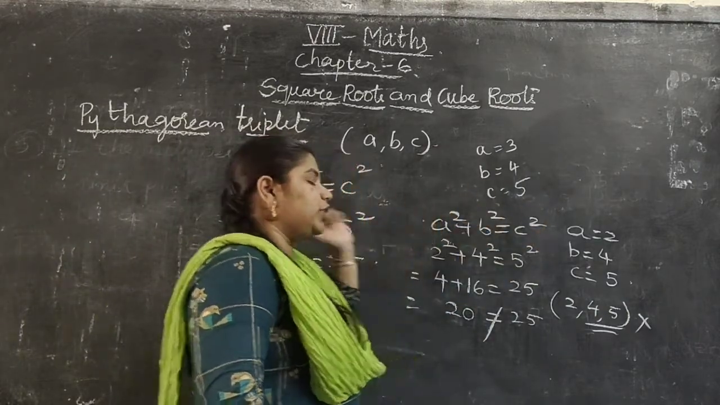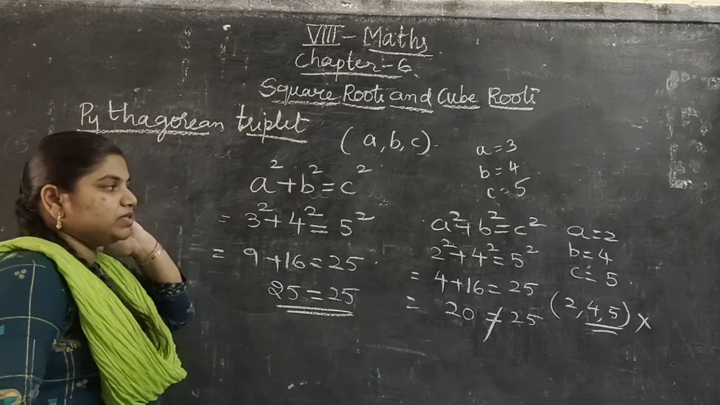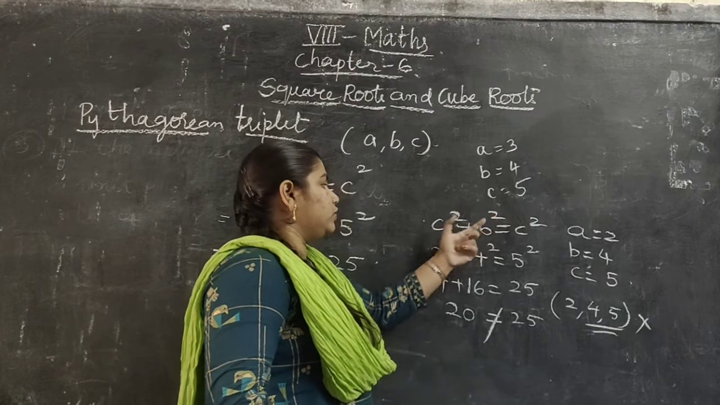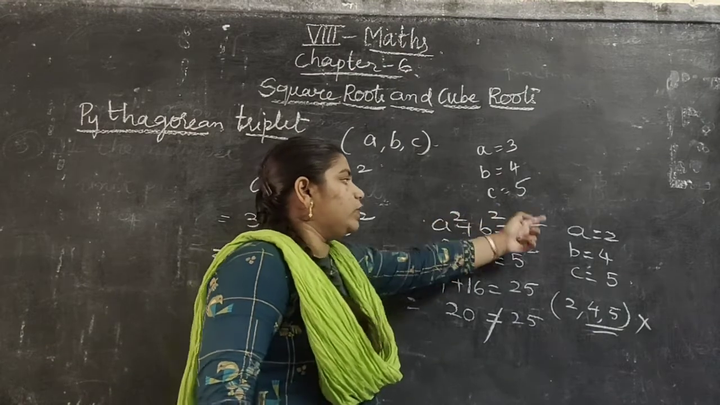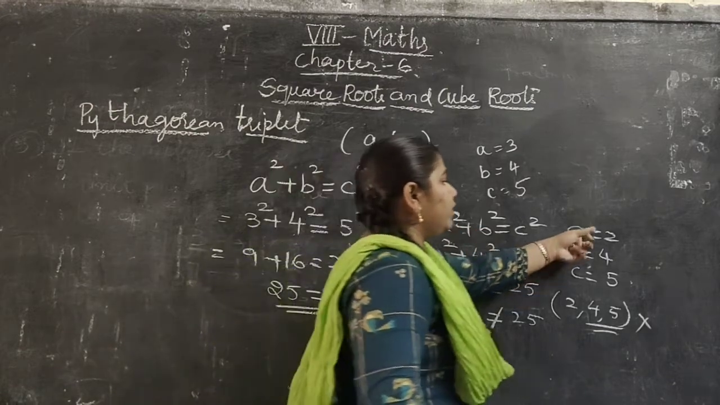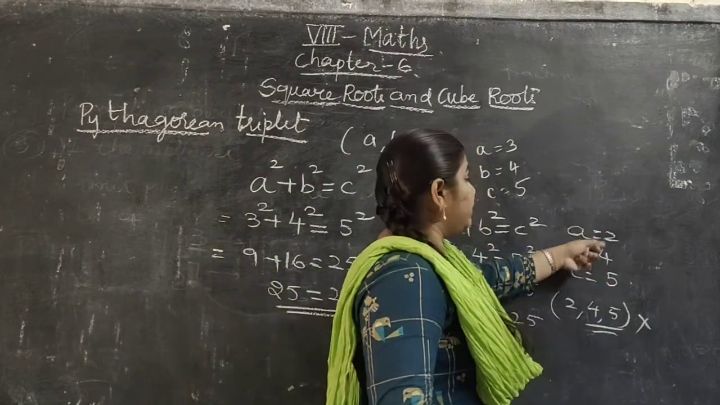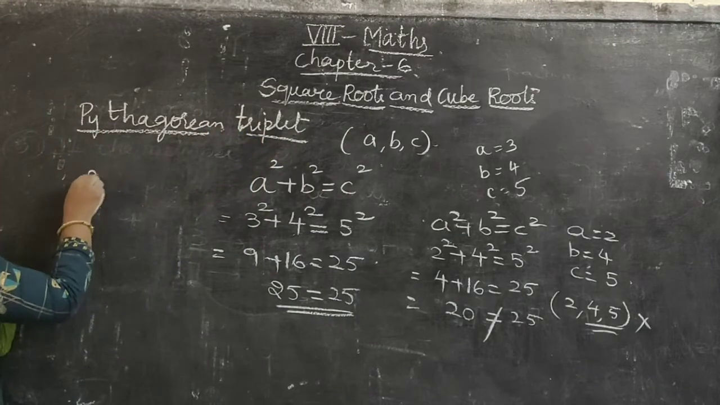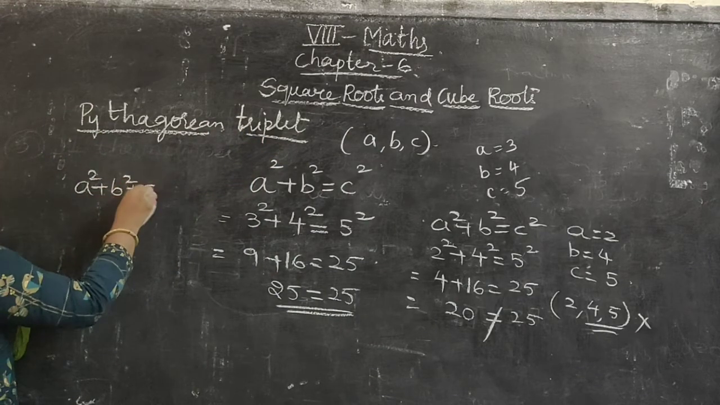So what is the condition here? A square plus b square is equal to c square. The sum of the squares of these two terms should be equal to c square. Whenever this condition is satisfied, the given numbers satisfy the Pythagorean triplet. One more example we will take here.